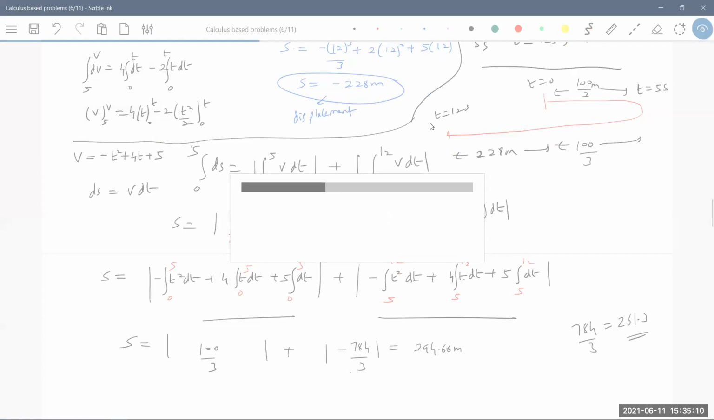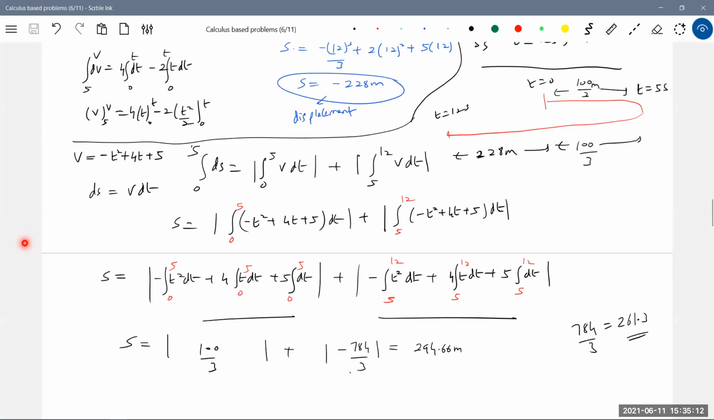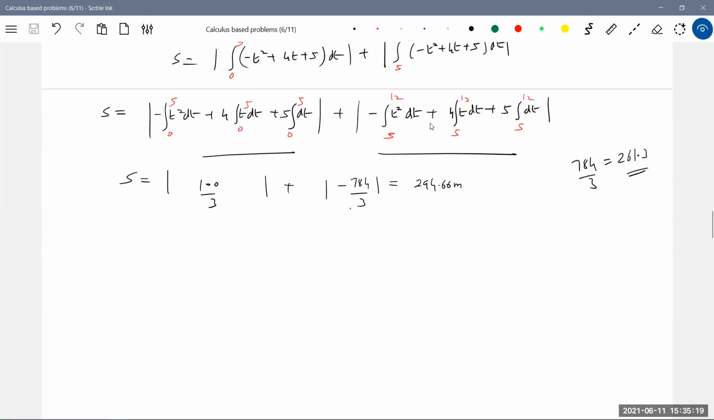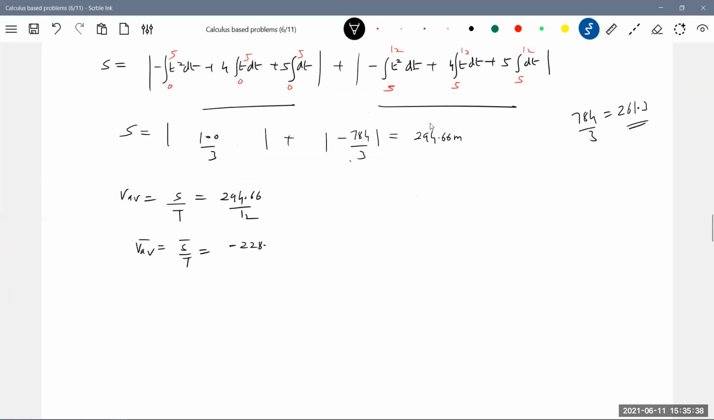Now, can we calculate the average speed for 0 to 12 seconds? Yes. Can we calculate the average velocity? Yes, we have everything in fact. So what is the average speed? How do you define it? Average speed is equal to distance covered by time taken, 294.66 by 12. What about average velocity? Displacement by time taken, which is 220 minus 228 by 12. This is i cap, I'll write it.